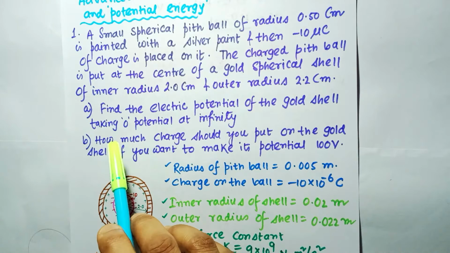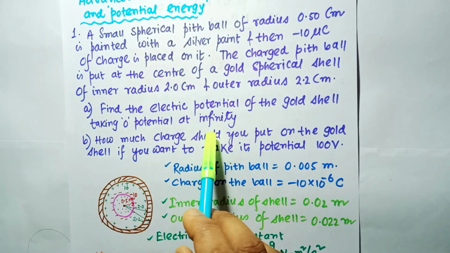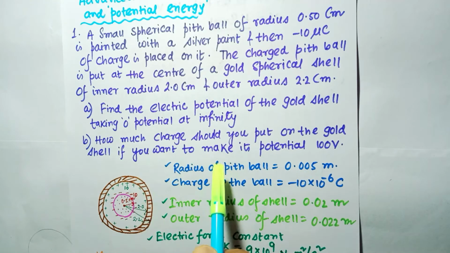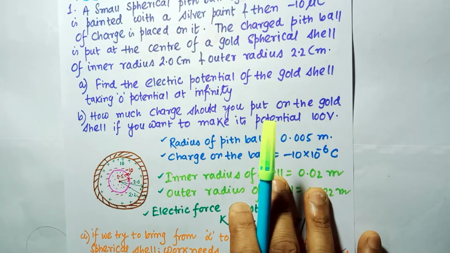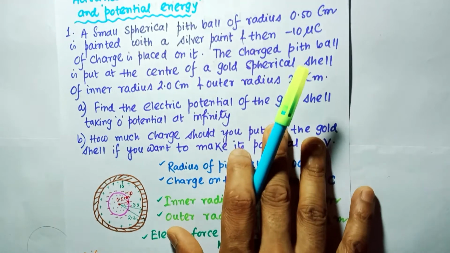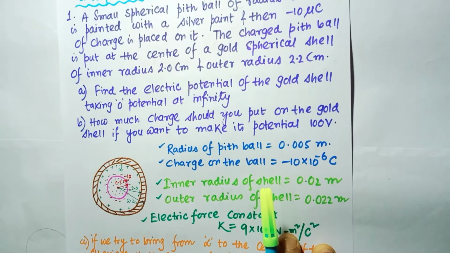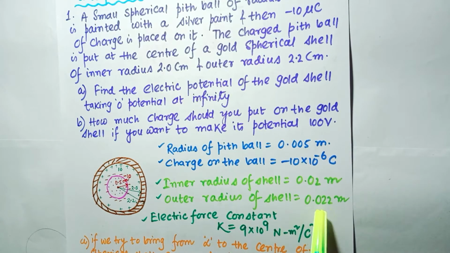Now I need to find the electric potential of the gold shell taking the zero potential at infinite distance, and also how much charge you should put on the gold shell if you want to make its potential 100 volt. These are the two questions I need to answer. The radius of the pith ball is 0.5 centimeter, which means 0.005 meter. The charge on the pith ball is minus 10 times 10 to the minus 6 coulomb, which means minus 10 microcoulomb. The inner radius of the shell is 0.02 meter and the outer radius is 0.022 meter.